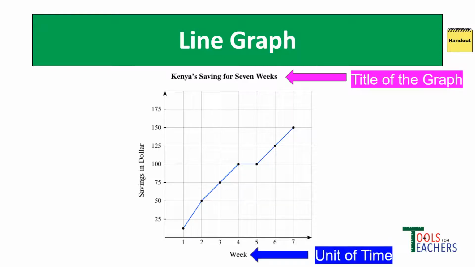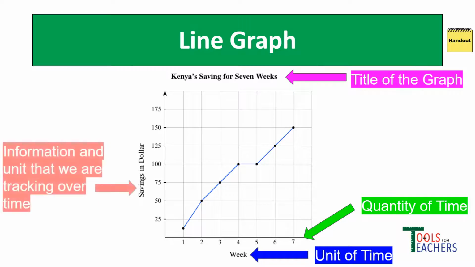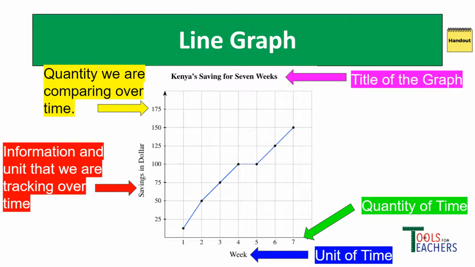We see the time is marked on the horizontal axis known as the x-axis and labeled week. We see the amount of money that Kenya has saved labeled on the vertical axis and labeled savings in dollars. Then we see data points on the graph.